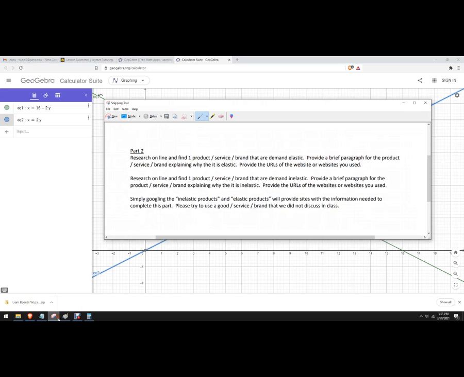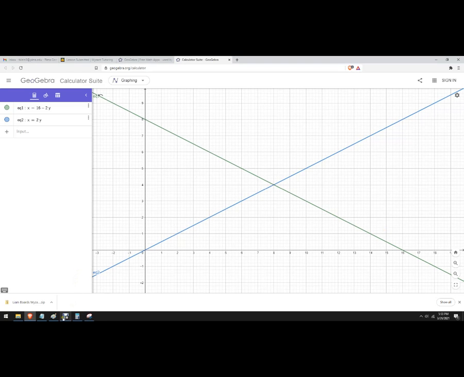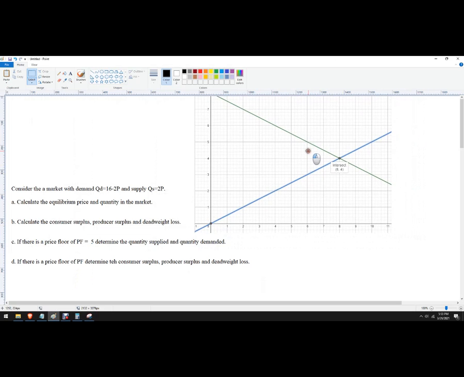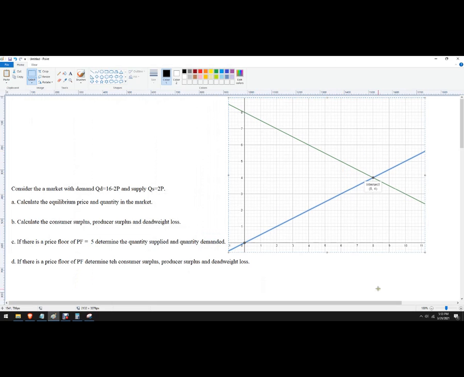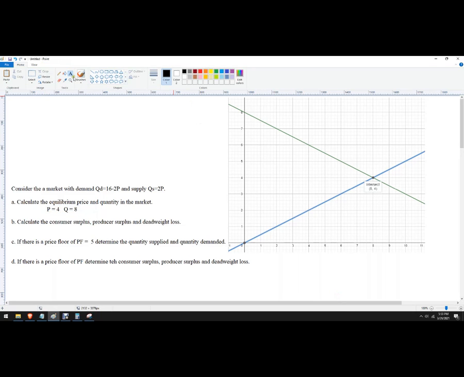Okay, I'm right there. I'll capture this graph. Okay, so let's say right about there. Put it back into Paint where I can see it. Okay, right about there. Okay, so equilibrium price is going to be 4. Just read this thing. P equals 4. Quantity equals 8.